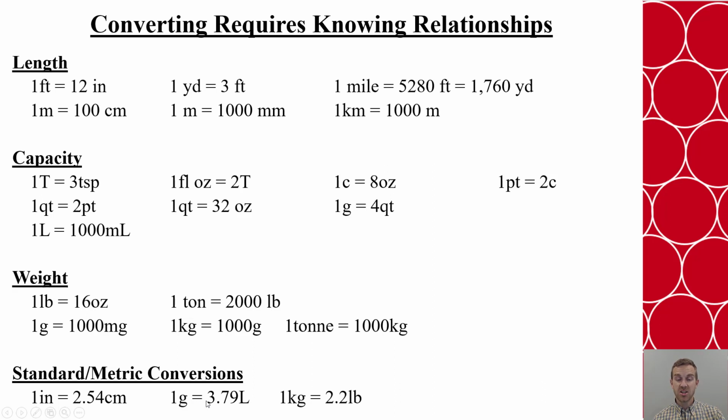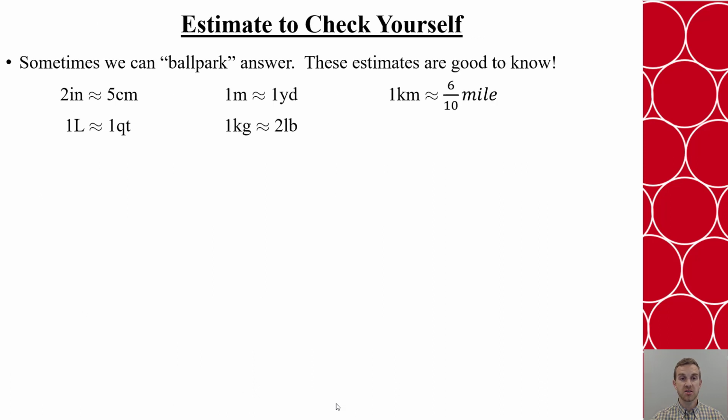1 gallon is actually equal to 3.79 liters, and 1 kilogram is equal to 2 and 2/10 pounds. But take time, look at these, review them, and make sure you have them with you so you understand where those relationships are that we can use to make conversions.